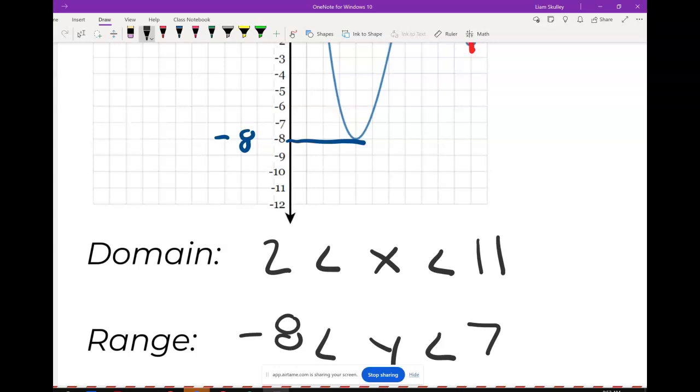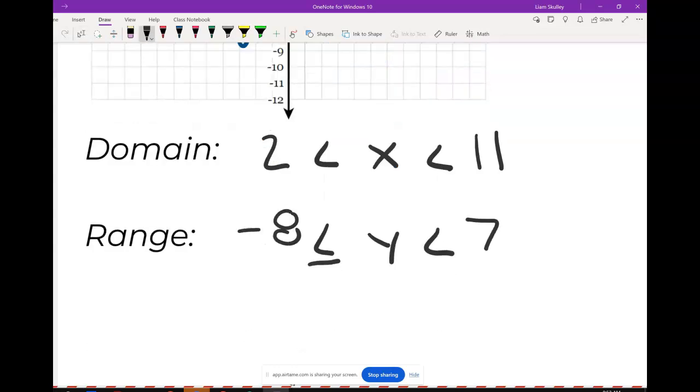So we only have to worry about open and closed circles when we're talking about our x values in some cases. In this case, since this is a solid line, that means we can include the value -8 as a part of our inequality and 7 as a part of our inequality. So we have to put lines underneath here. Most of the time, I think in all the examples that we have, your range will always be less than or equal to for both.